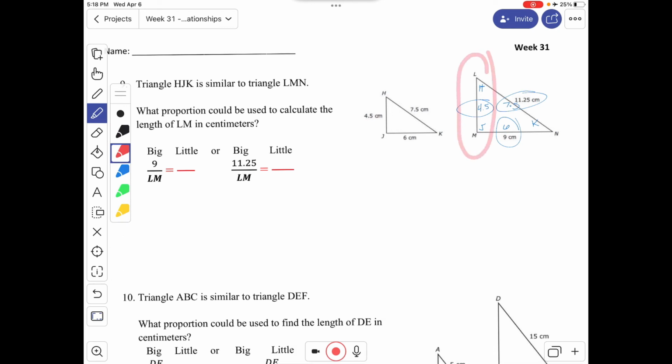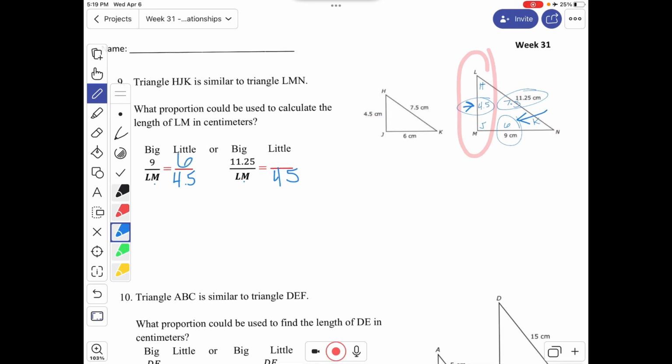So some unknown, give it a letter, or they just called it LM, matches with what? What does LM match with? 4.5. So everywhere you see LM, you're going to put 4.5. That's the measurement for the little triangle. And then you match the big triangle. 9 matches with the little number 6. And you figure out for the other one.